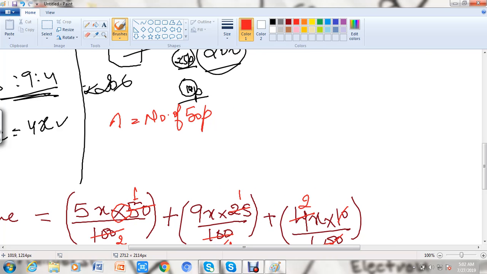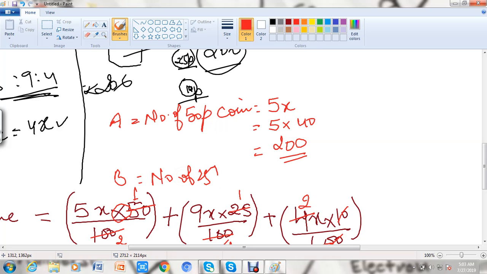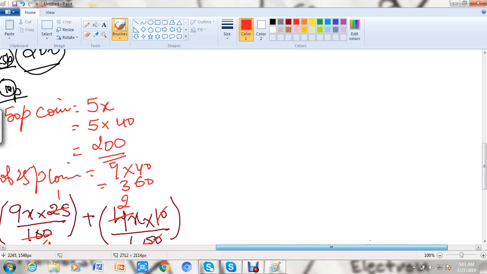So 200 50 paisa coins you are having. After that, similarly, for B, that we have taken number of 25 paisa coin, it is 9 into 40, 360. Similarly, last but not least is 10 paisa coin. For that we got 4 into 40. So this is going to be 160. So these are the values.